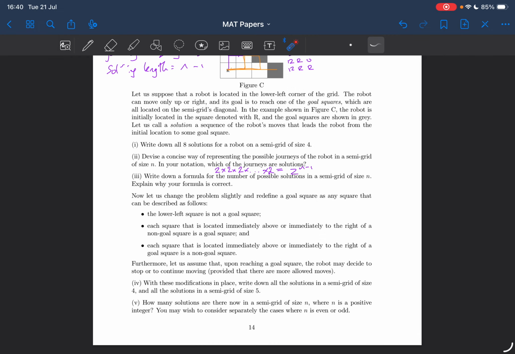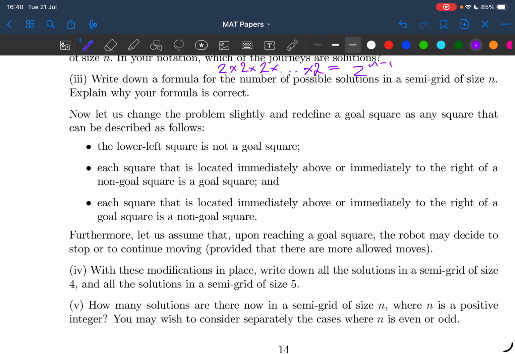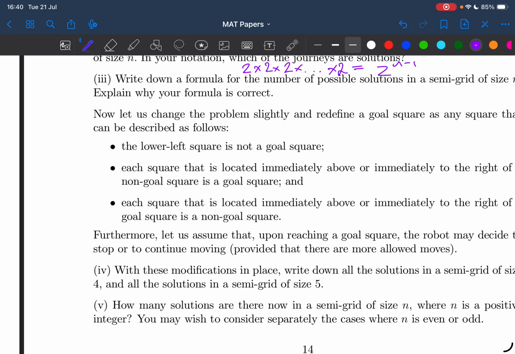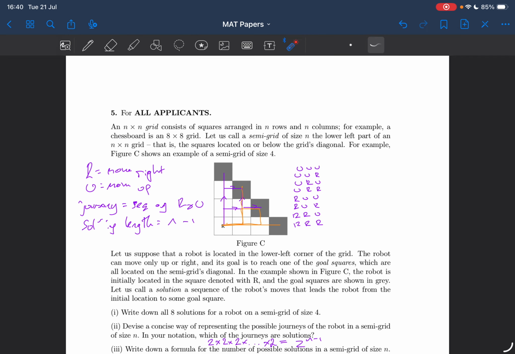With these modifications in place, write down all the solutions in a semigrid of size 4 and all the solutions in a semigrid of size 5. So of size 4, that's what we already had, yeah? But we will have introduced new goal squares here. So not only will we have the 8 original, but we'll also have the 2 new possible solutions of just taking a step to the right and taking a step up as well. So it's all from 4 plus up plus right. And then for number 5, think what it said about where the goal squares go.